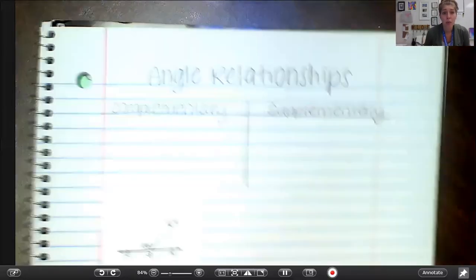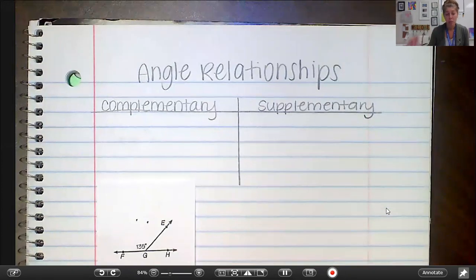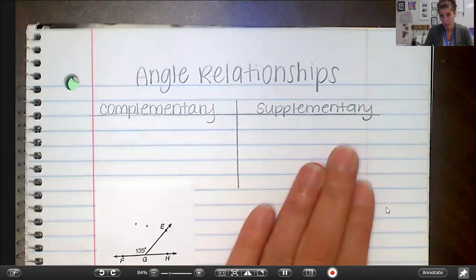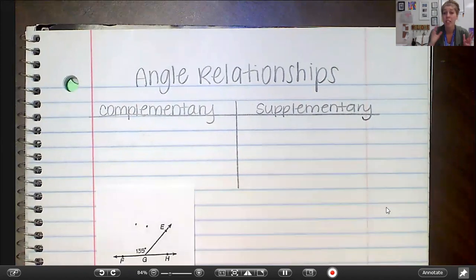So let me go ahead and share my screen and show you what I'm talking about. The two we're going to talk about today, we have two today, two tomorrow, are complementary angles and supplementary angles. And just by those names alone, after the notes today, you should instantly know some information about the angle pairs. So here's what I mean by that.